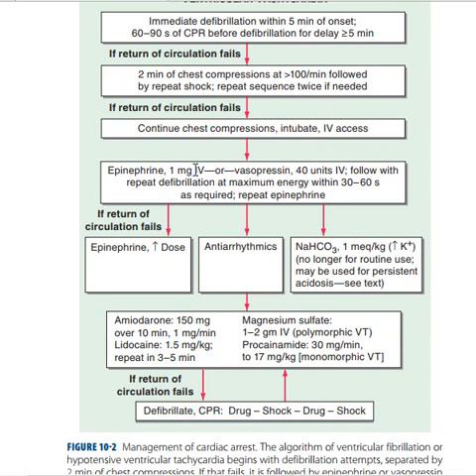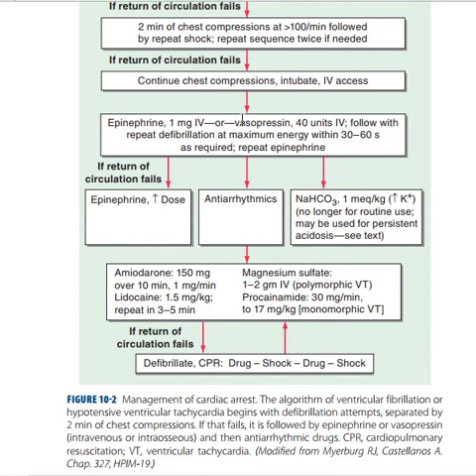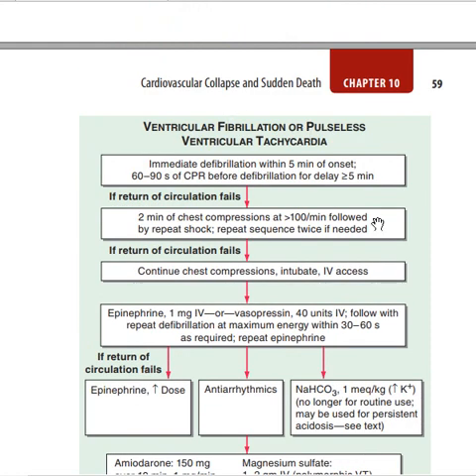So that's the next thing that you're doing after the defibrillation. 2 minutes of chest compressions at more than 100 compressions per minute, followed by a repeat shock and repeat sequence twice if needed. Then the next thing is to continue the chest compression and intubate with IV access. So the first point is to start with defibrillation. If you have a delay of greater than 5 minutes, you do 60 to 90 seconds of chest compression before defibrillation.